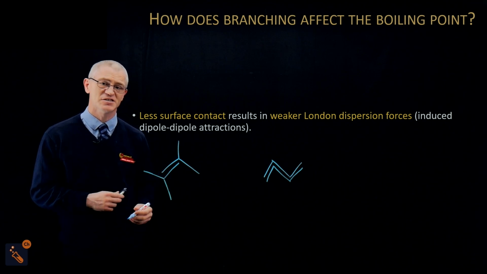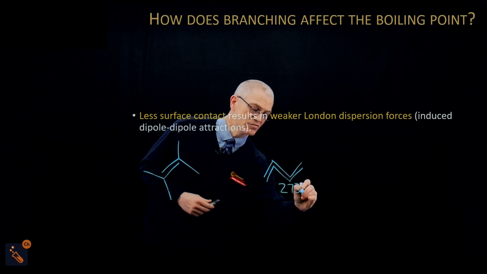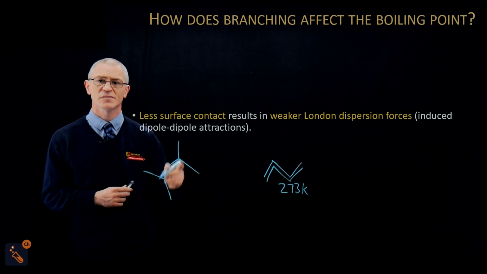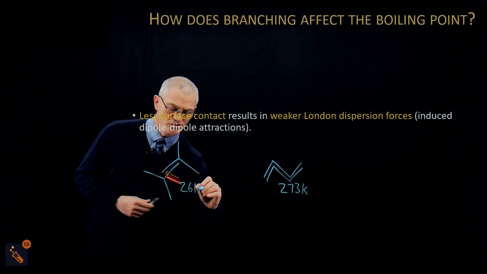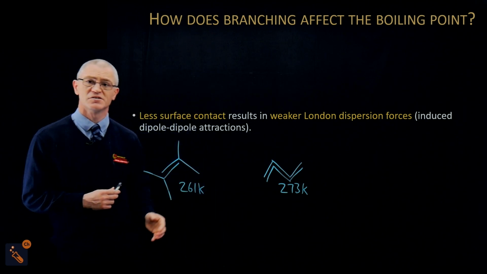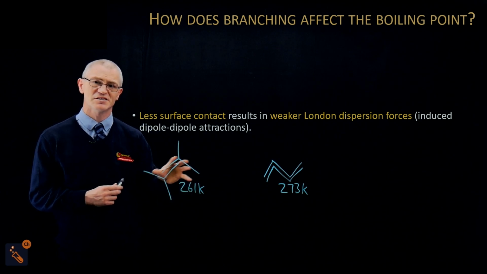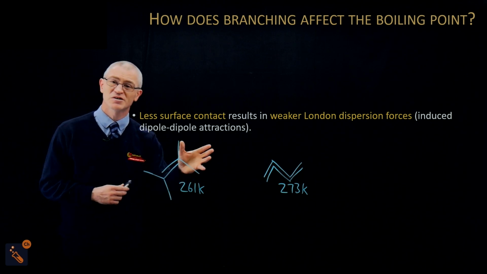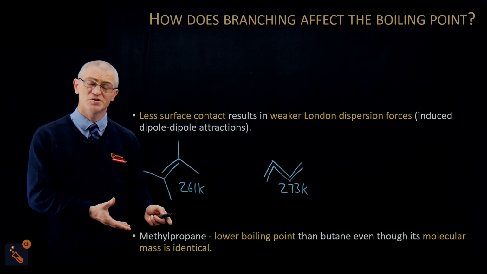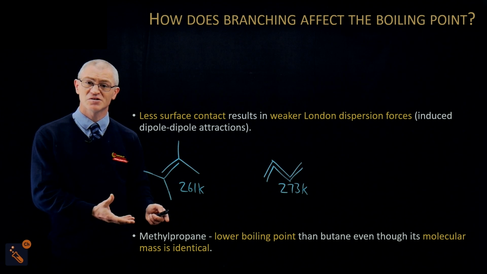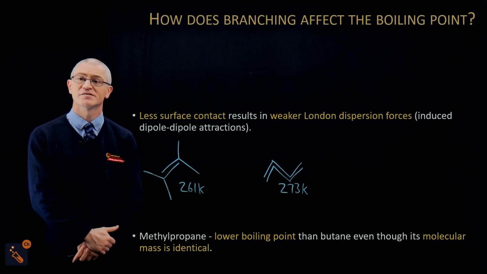Now, if that's the case, that actually affects their boiling point. Now, butane is 273 Kelvin. Where it's come to methyl propane, that is 261 Kelvin. So you can see the boiling point has reduced. It takes less energy to break these intermolecular forces, these London dispersion forces, because there is a lower surface contact between them. So this lower boiling point, as a result of that, is because of the difference in these London dispersion forces, even though that molecular mass is identical.